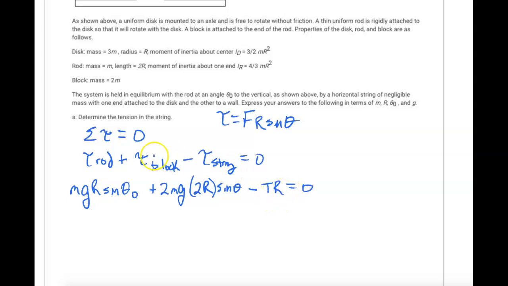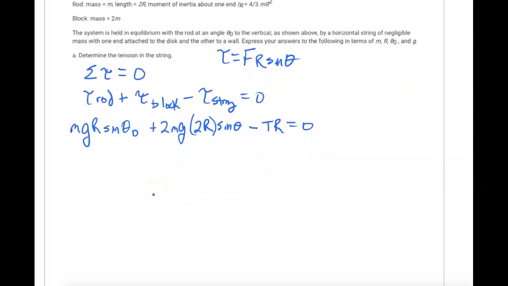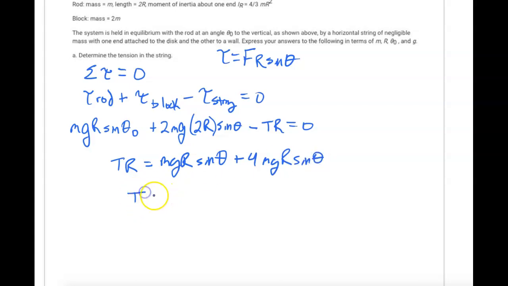From here it's just math. The physics part is this first part, and the rest is just algebraic manipulation. So let's go through and do that. We've got T R is equal to mgr sine of the angle plus, now we multiply this through, and we get 4mgr sine of the angle. We want to solve for T, so we're going to divide both sides by r, and we can sum these two things.